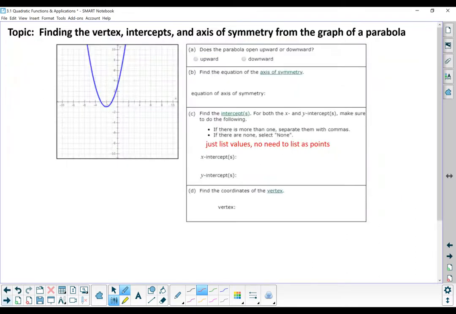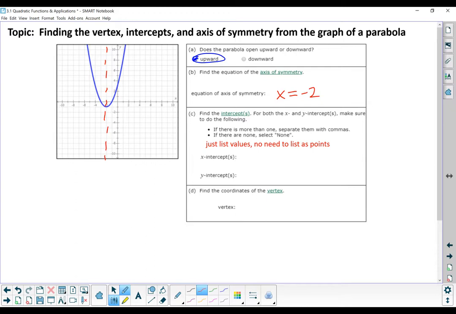So our first topic is just going to ask us several questions about the graph of a parabola. It'll first ask if it opens upward or downward, so we can look at this parabola and see that it's opening upward. And then it will ask us for the equation of the axis of symmetry. Well, in this case, we don't need to calculate it. We just need to look at the graph and see it. And so the axis of symmetry is that x is equal to negative 2.